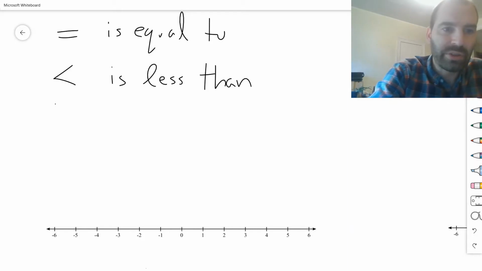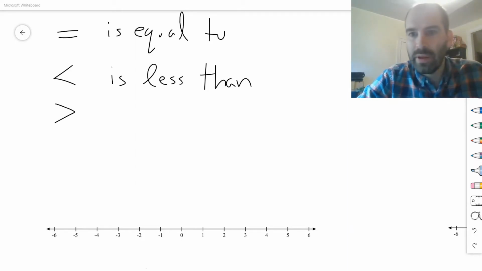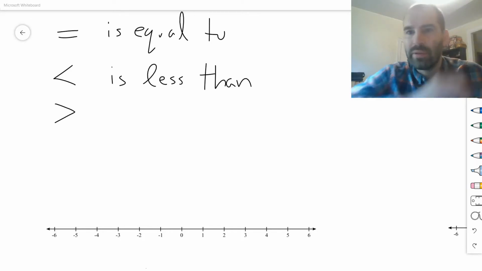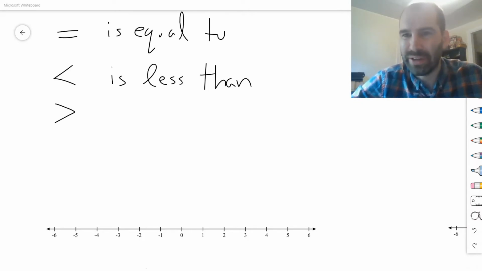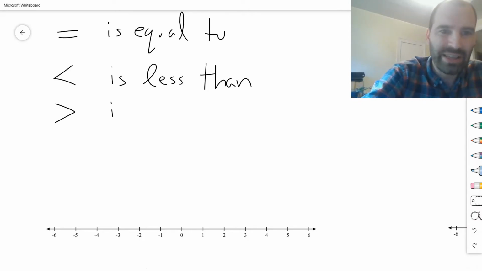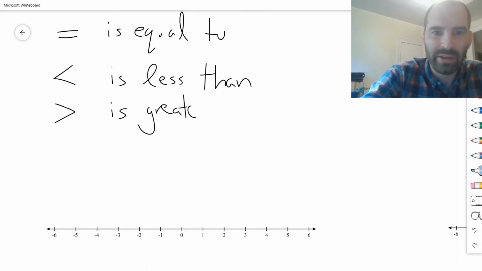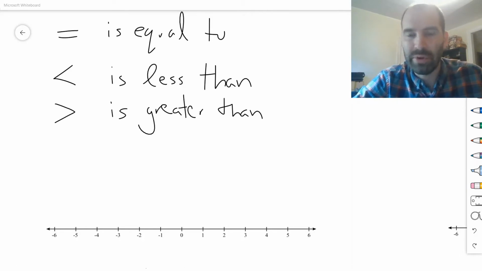And of course, we can also go the other way. I am taller than my neighbor's dog, so my height is more than my dog's height. So this is more than, or is greater than. That's the greater than symbol.